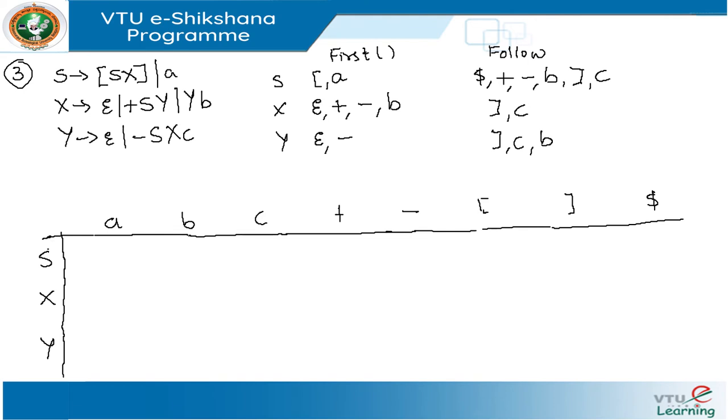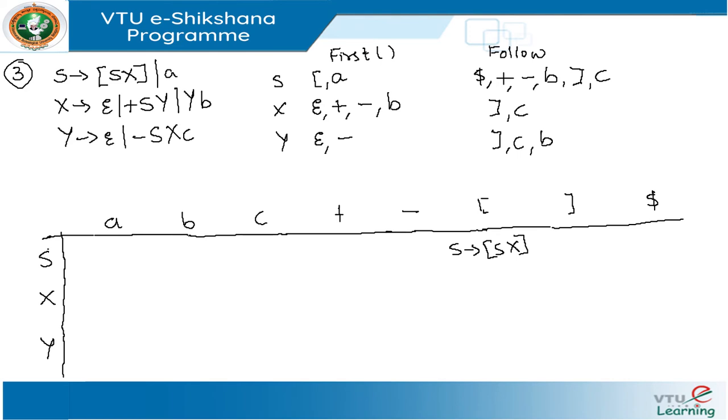So now we will make an entry for the non-terminal S. So now we will consider the first set of S. To get the symbol square bracket, we can use the production S derives square bracket SX. So here, in the square bracket column, we need to use the production S derives square bracket SX.